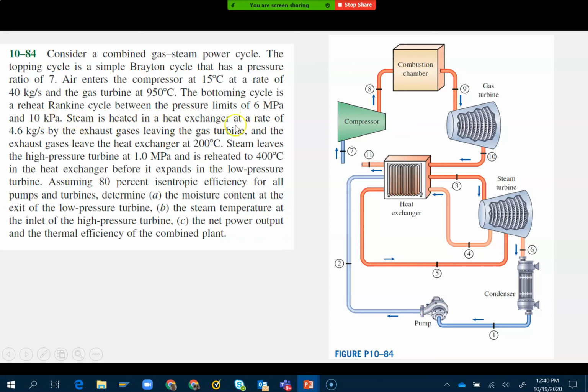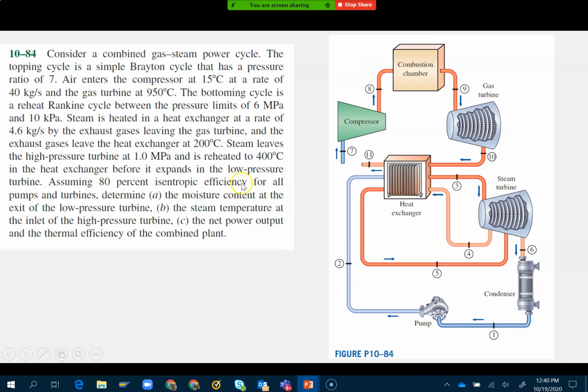Steam is heated in a heat exchanger at a rate of 4.6 kilograms per second by exhaust gases leaving the gas turbine, and the exhaust gases leave the heat exchanger at 200 degrees Celsius. Steam leaves the high-pressure turbine at 1 megapascal and is reheated to 400 degrees in the heat exchanger before it expands in the low-pressure turbine.